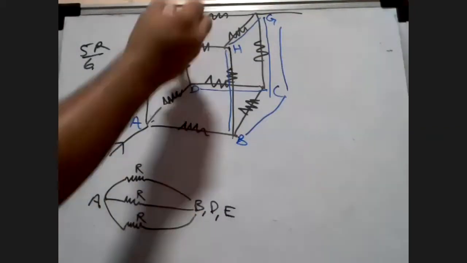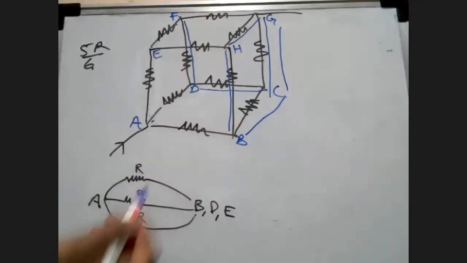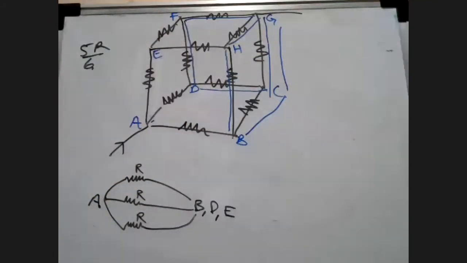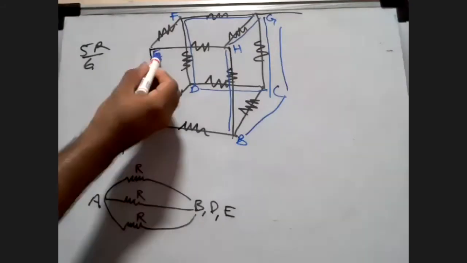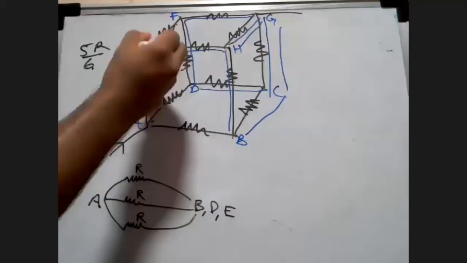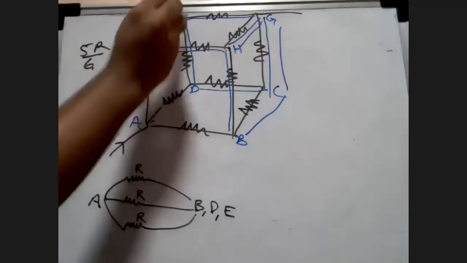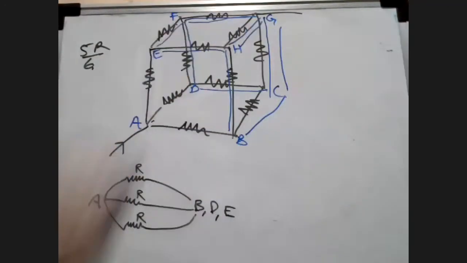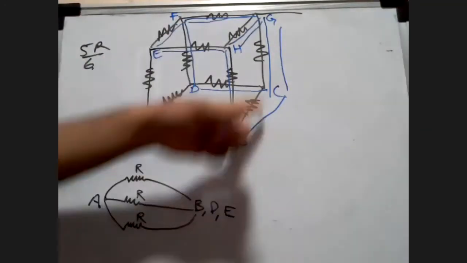D also has the same configuration, one resistor here and one resistor here. Similarly, E also will have the same configuration. E will have one resistor here, one resistor here. The other path will be E to F and F to G. Same, two resistors in every path.